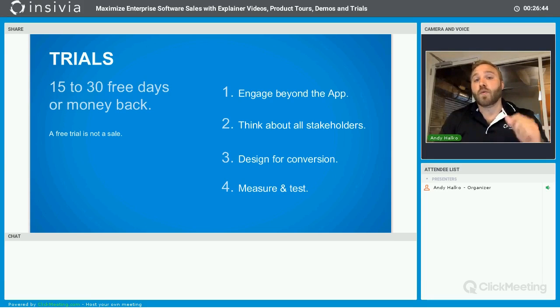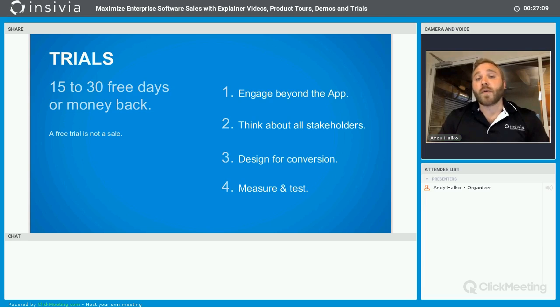Now, things that we want to do during our trial to make sure that it moves from a trial into a sale are, one, engage beyond the app. Don't just give them the trial, they sign up, and they're left alone. You need to do some follow-up calls, send emails, get them into an automated process for onboarding so that you can really engage with them beyond just them trialing your software.